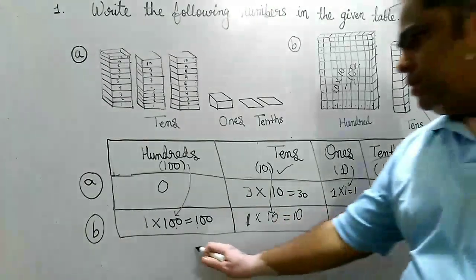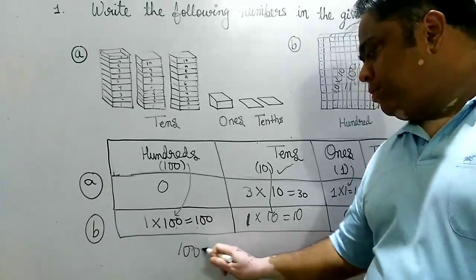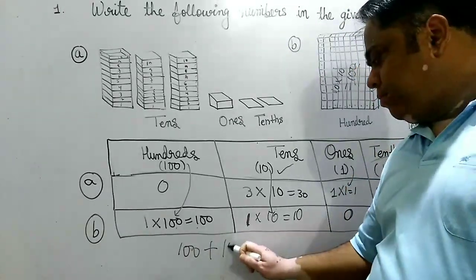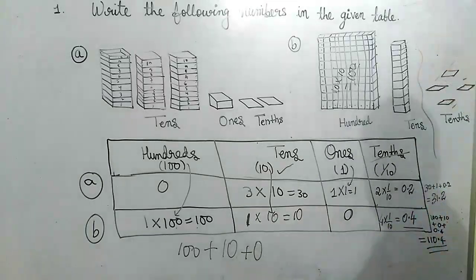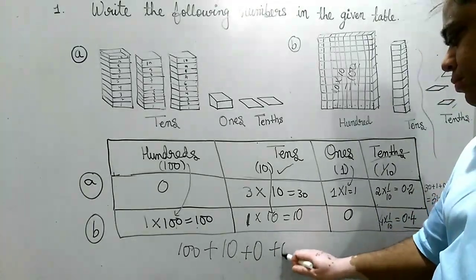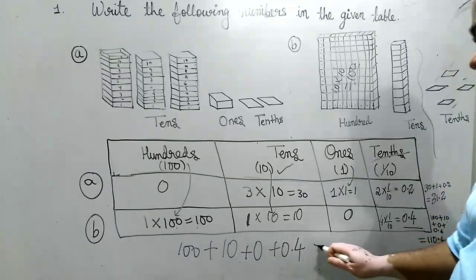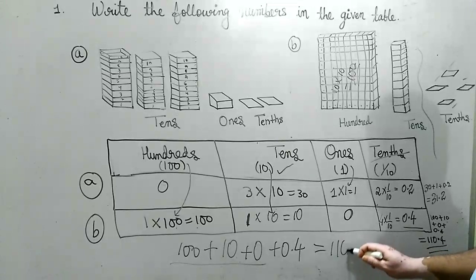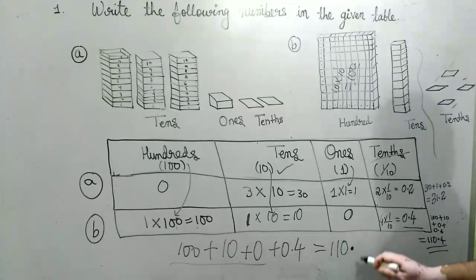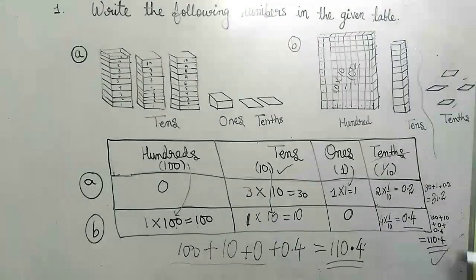Now if you add this 100 plus 10 plus 0 plus 0.4, it will be equal to, this whole number will be 110, and after whole number we will give one decimal and then 0.4. Okay, it is same as here.